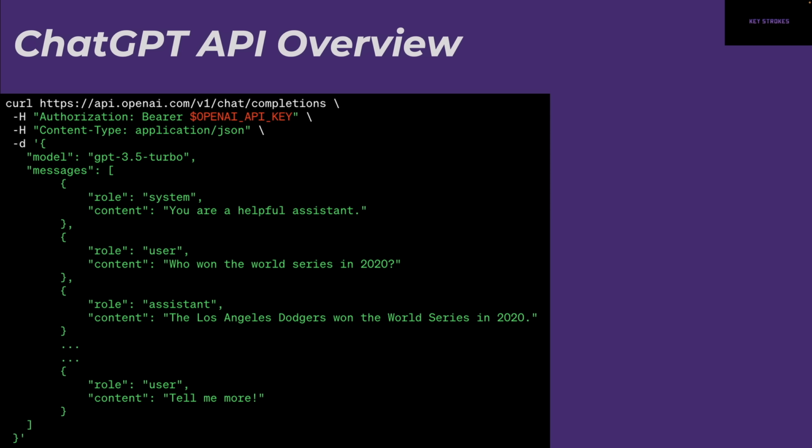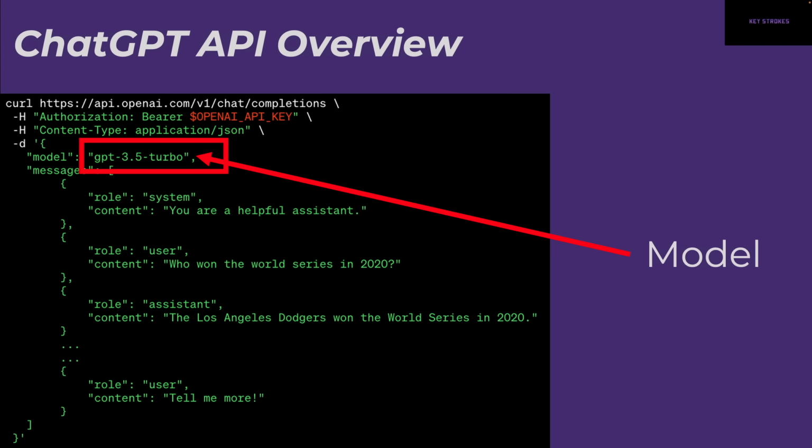Then the next important part is the model. Here you specify what ChatGPT model you want to use. OpenAI recommends using GPT-3.5 Turbo, as this will be updated to the latest stable model every time.